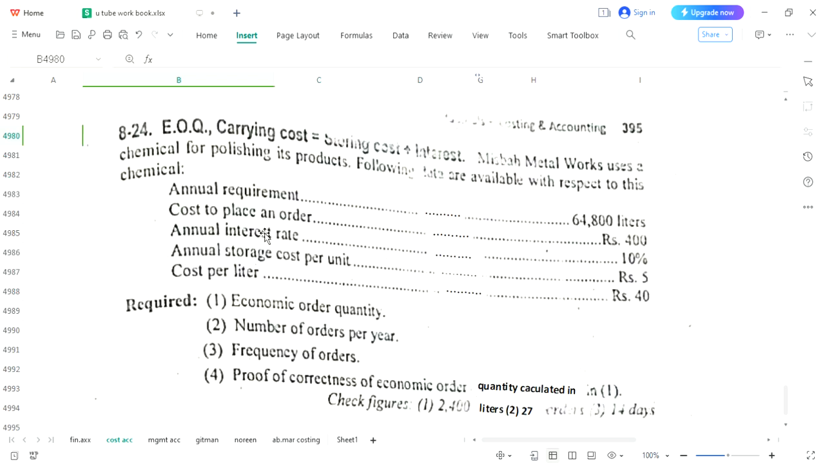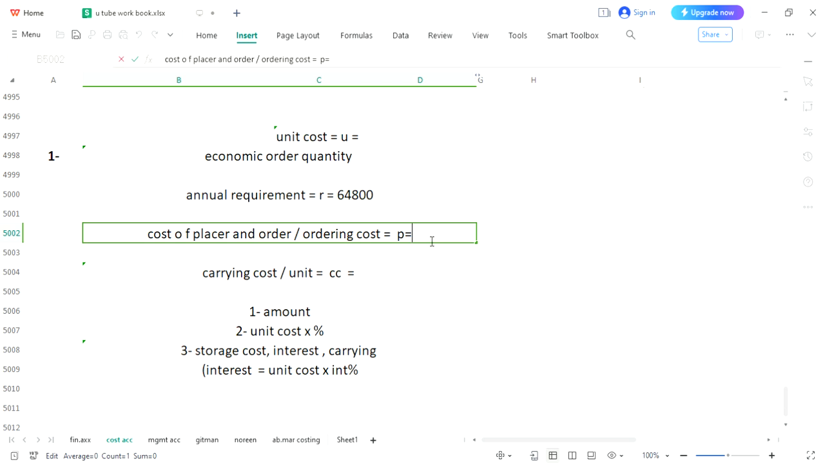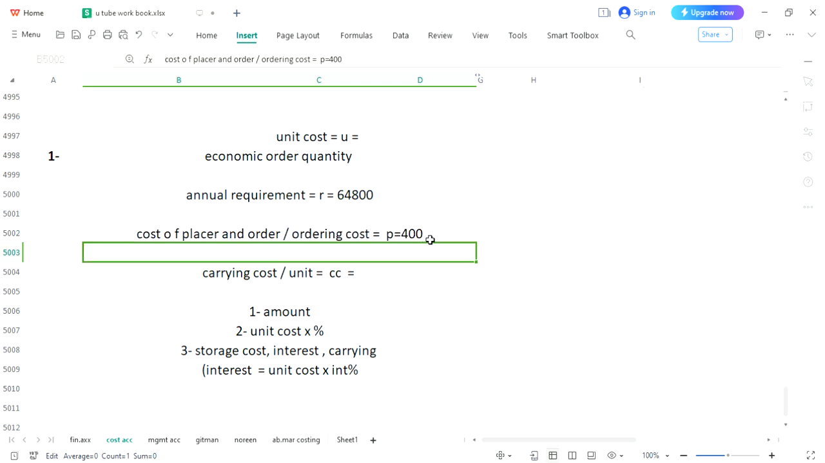The next element which is given is the cost of placing an order. We have denoted it as P, cost of placing an order 400. So here you can see cost of placing an order 400. And now let's see what next is given in our question.